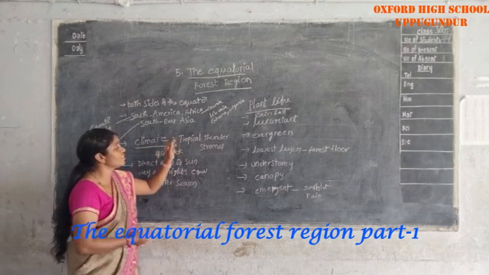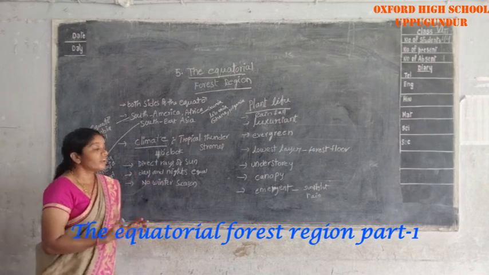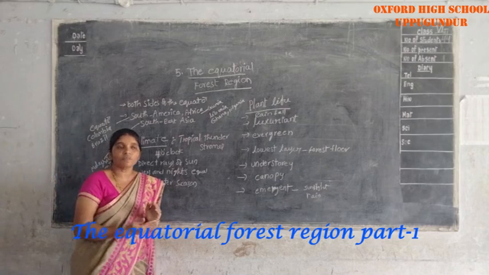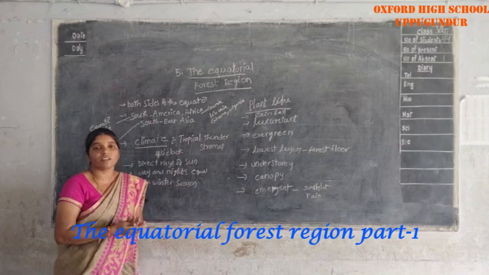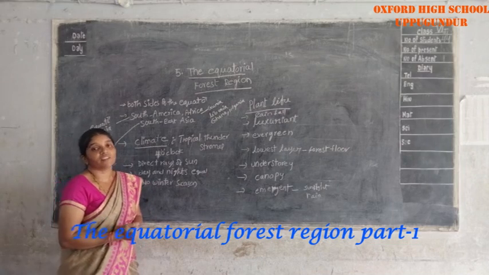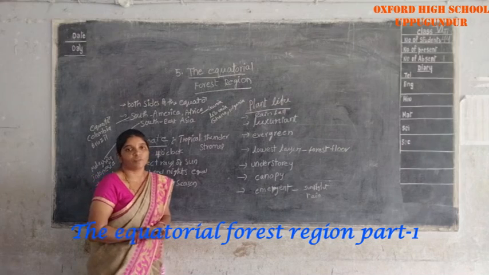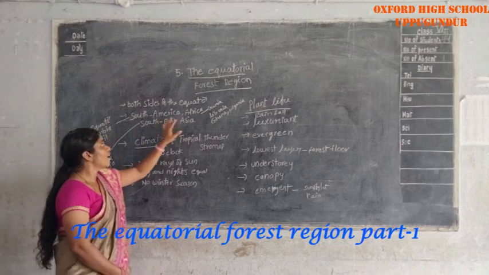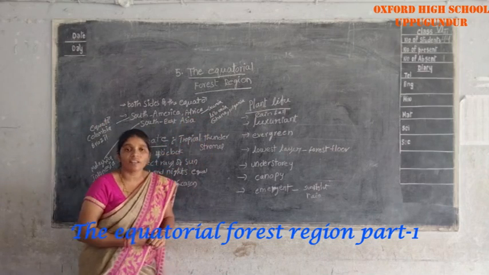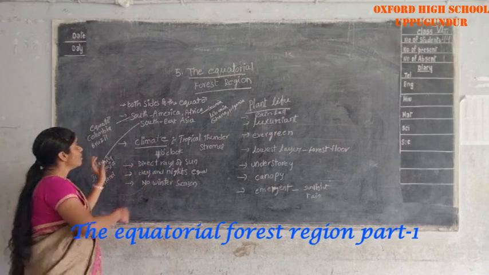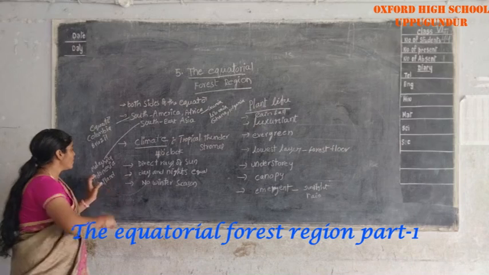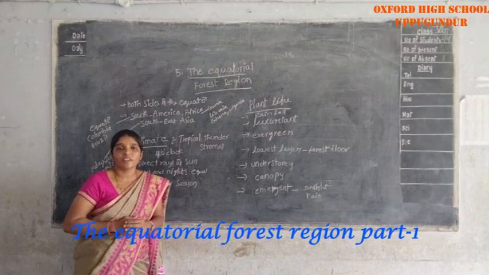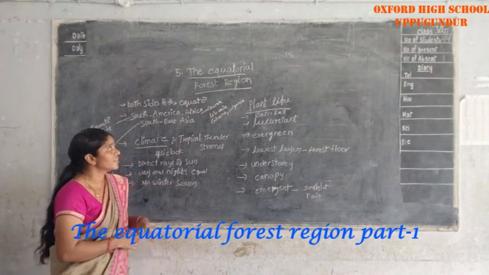In the Southeast Asia continent, there are Malaysia, Indonesia, Thailand. These are the more important places. To recap: South America has Ecuador, Colombia, Brazil. The Africa continent has Guinea, Liberia, Ghana, Nigeria and so on. Southeast Asia has Malaysia, Indonesia, Thailand. Those are the places located in the equatorial forest region.